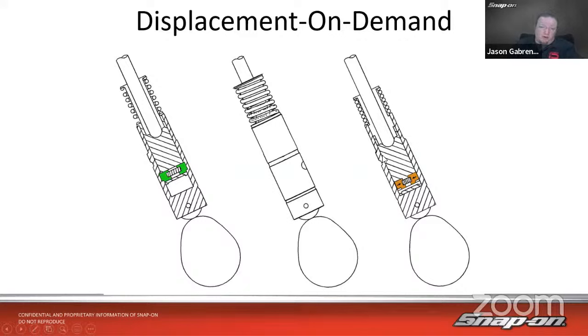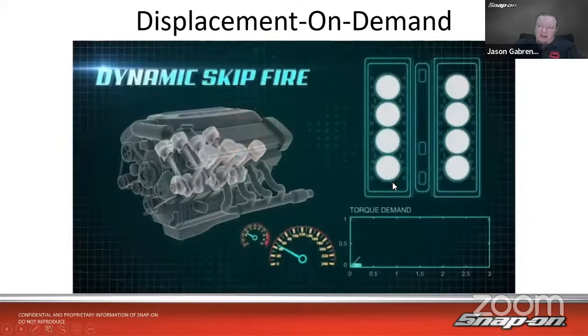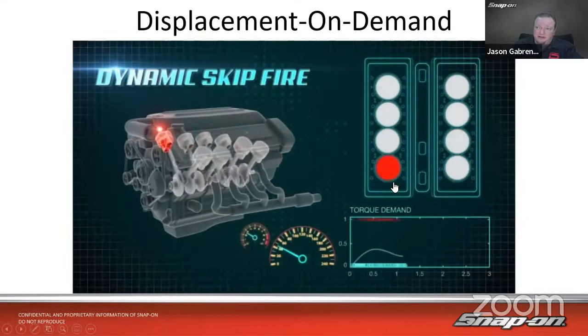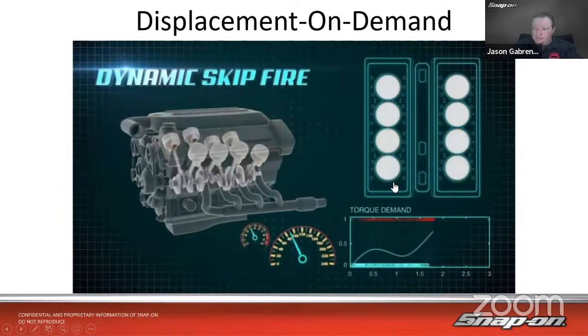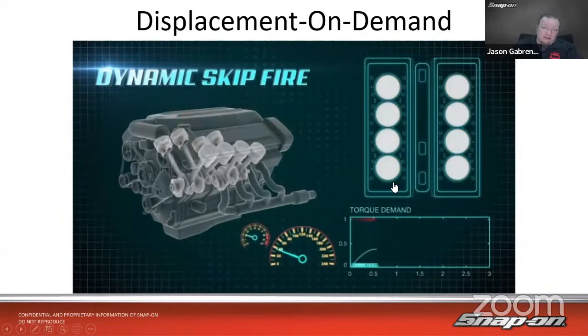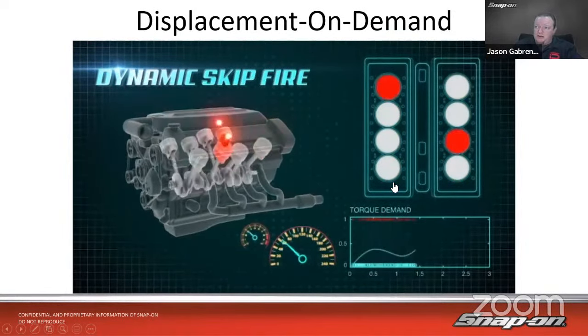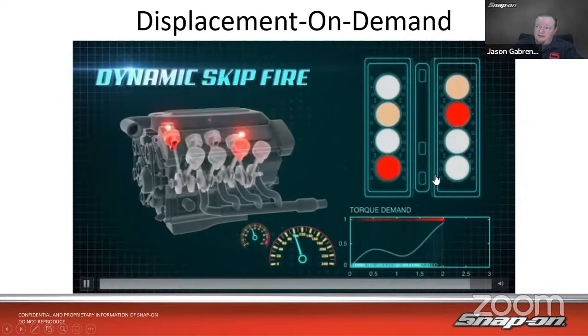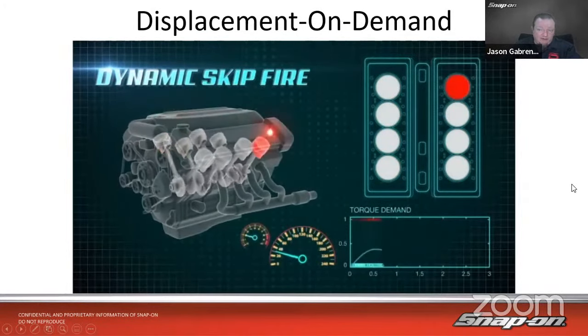Now, this is kind of the old way they did it. I suppose they have a couple of different ways of doing this now. But they also have this other thing that came on more recently called dynamic skip fire. So what that does, depending on the torque demand, and this is GM, by the way, depending on the torque demand of the motor, it'll just skip firing some of the cylinders on a V8, for example.